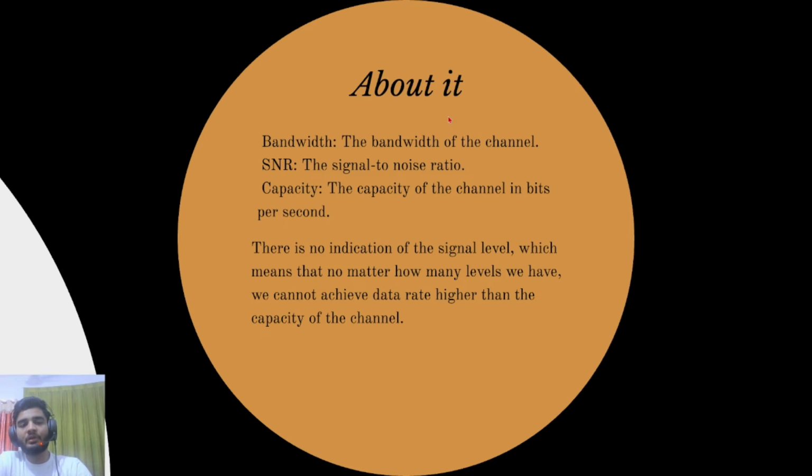About the formula, bandwidth is the bandwidth of the channel, SNR is the signal to noise ratio, and the capacity is the capacity of the channel in bits per second. There is no indication of the signal level, which means that no matter how many levels we have, we absolutely cannot achieve a data rate higher than the capacity of the channel.